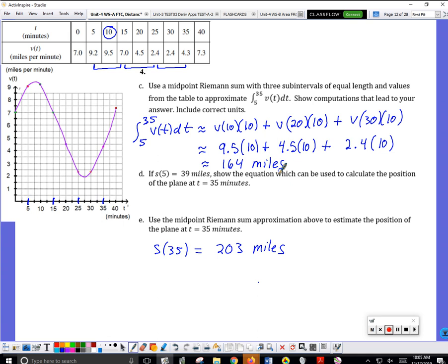This integral is like a change in position. It's like, how much did the position change? But this is a position. Is that what you meant? Yeah. So for part D, we would do this. We'd say S of 35 is equal to the position at 5 plus the integral from 5 to 35.